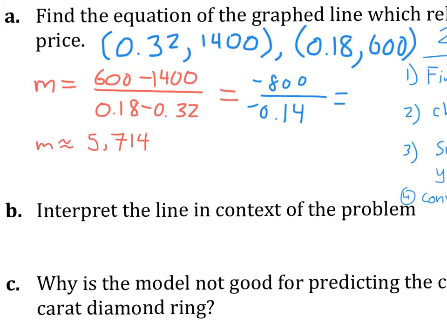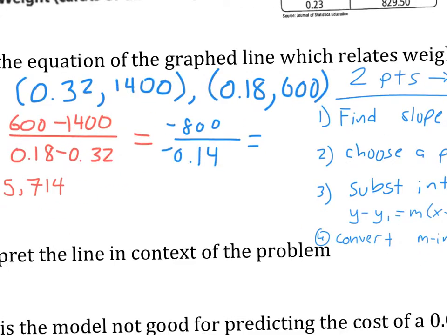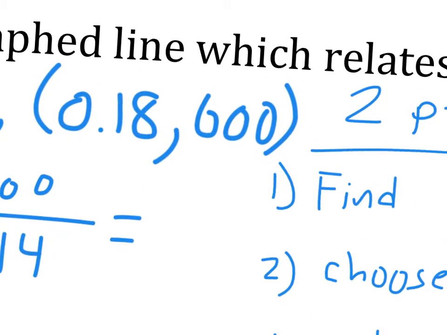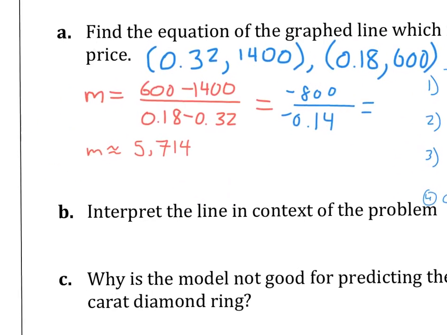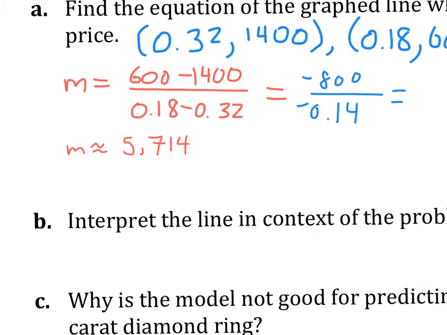So that's step 1. I found the slope. Now I'm going to choose one of the points. It doesn't matter which one. Maybe I want to deal with the smaller numbers, so I'm going to choose this point here. I don't have to actually write that down, I just have to keep it in mind. Now I'm going to substitute in y minus 600 equals 5,714 times x minus 0.18.